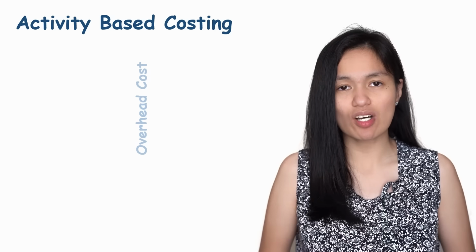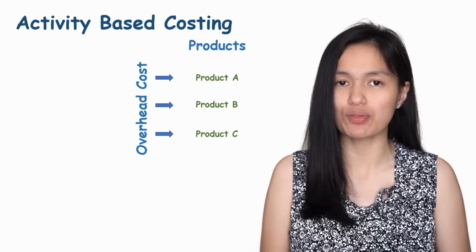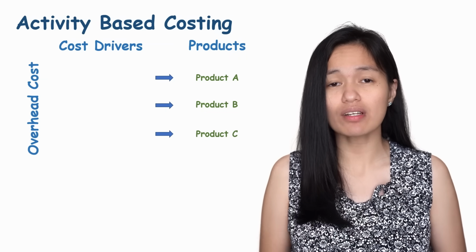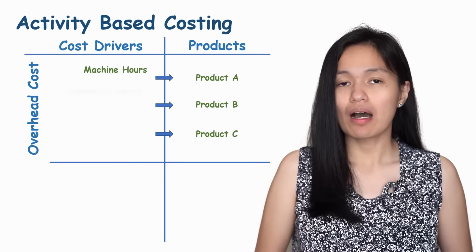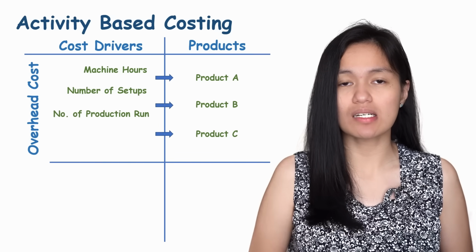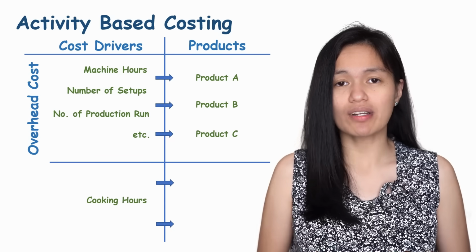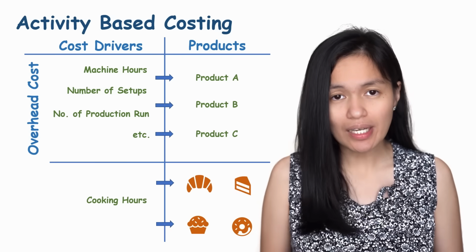With activity-based costing, overhead costs are allocated more accurately to a product using a cost driver. A cost driver is a level of activity that may change a particular cost, such as machine hours, number of setups, number of production runs, and so on. So with our given example, a cost driver can be the kilowatt hour or the cooking hours.